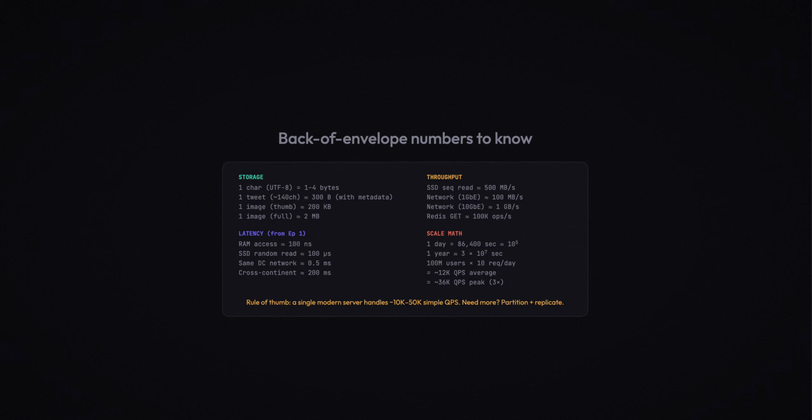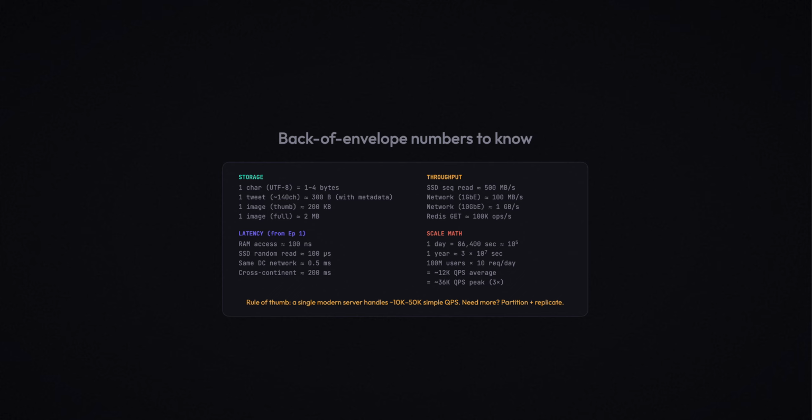Throughput. An SSD reads sequentially at about 500 megabytes per second. A 1 gigabit network link gives you about 100 megabytes per second. Redis handles about 100,000 operations per second. Latency. The same numbers from episode 1. RAM is 100 nanoseconds. SSD is 100 microseconds. Same data center is half a millisecond. Cross continent is 200 milliseconds.